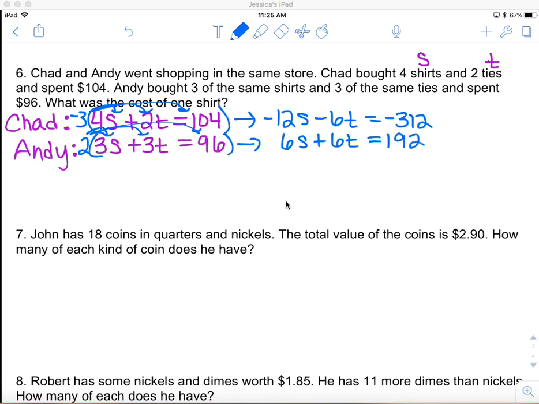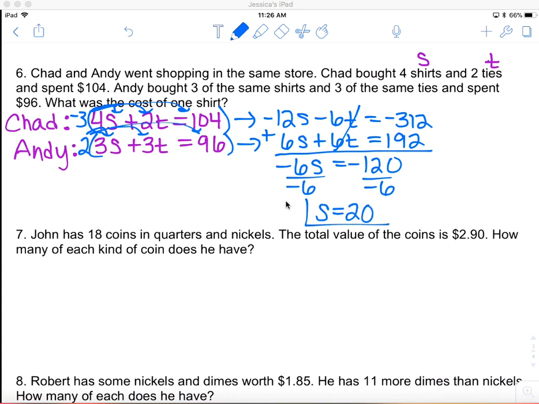Now I'm ready to eliminate the T's. When I add these together, negative 6T plus 6T cancels, and I'm left with negative 6S equals negative 120. When I divide both sides by negative 6, the cost of one shirt is $20.